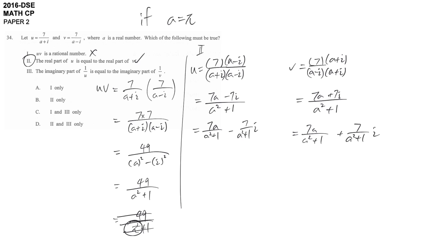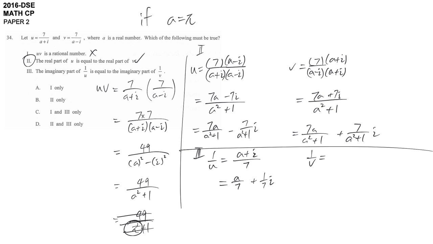Finally, the imaginary part of 1 over U. So, start again. About statement 3, 1 over U means the reciprocal, A plus I over 7. This is much more convenient because there is only one term in the denominator and it's also a real number. So A over 7 plus 1 over 7 of I. Another part, 1 over V is equal to A minus I over 7. So it's A over 7 and then minus 1 over 7 I.